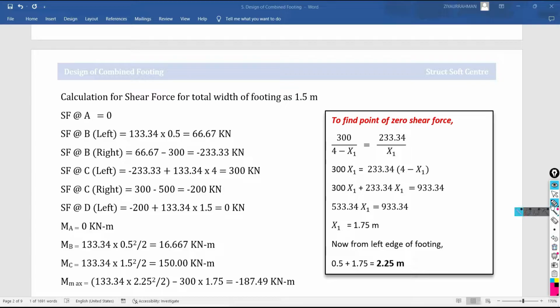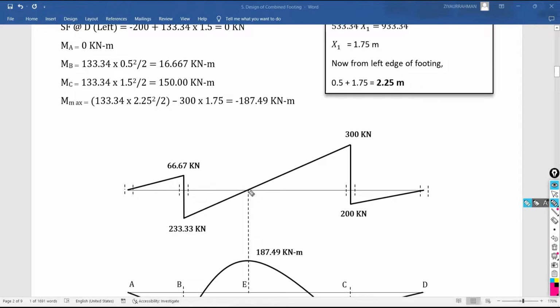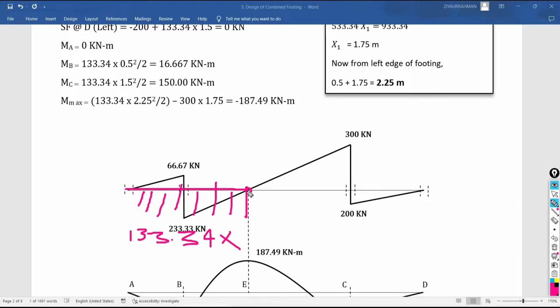Now next, you have to find out the bending moment at the zero shear force point. How can you calculate at this point? It is very simple. The total upward soil pressure is 133.34 kilonewton per running meter multiplied by the total span, which from the edge we have calculated as 2.25. So it becomes 133.34 multiplied by 2.25 squared divided by 2.